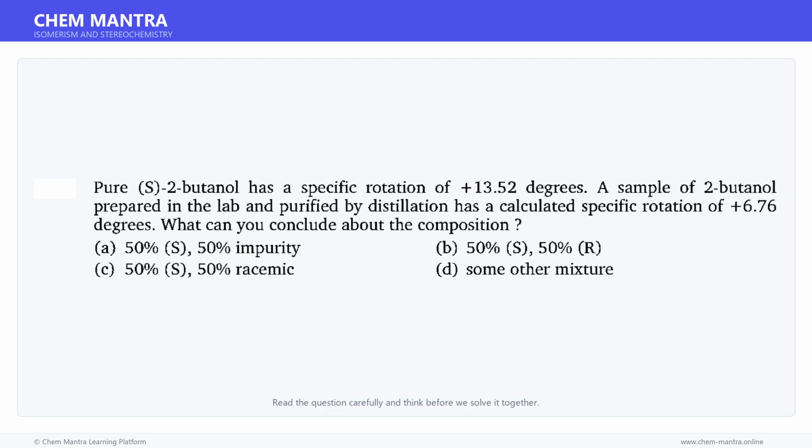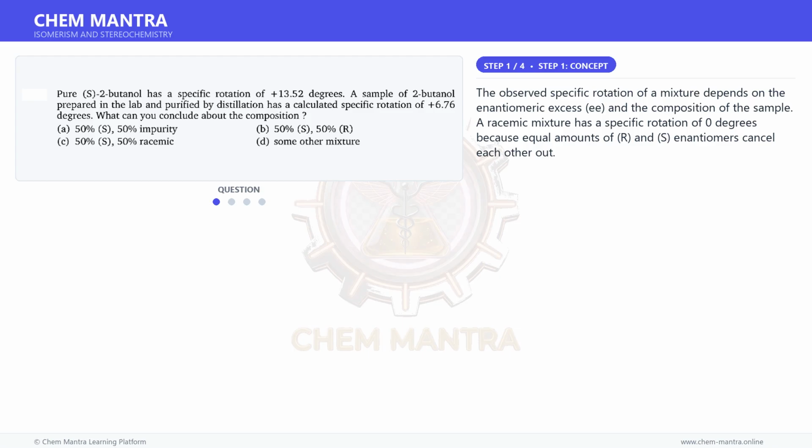Here is a question. Read it carefully and think about the answer. Let us solve it step by step. Let us first understand the key concept here. The observed specific rotation of a mixture depends on the enantiomeric excess, E, and the composition of the sample.